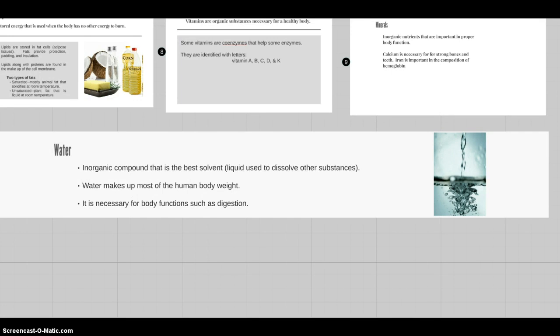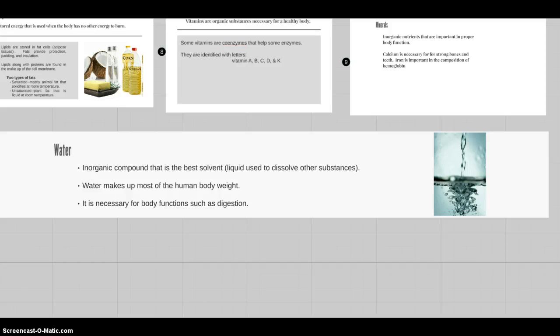Water. Water is a vital substance to life. Water is inorganic, we know that, but it is the best solvent in the world. You want to dissolve sugar? Add water. You want to dissolve salt? Add water. Hey, you want to make coffee? What do you need for the coffee to dissolve to get that brown liquid?